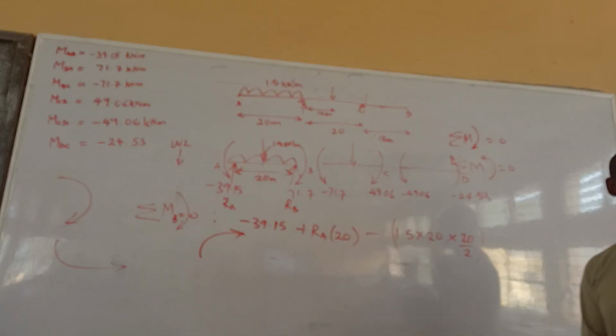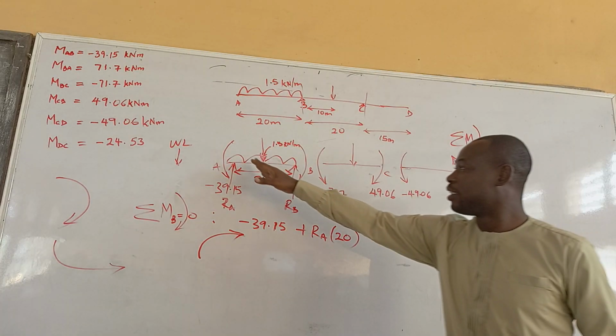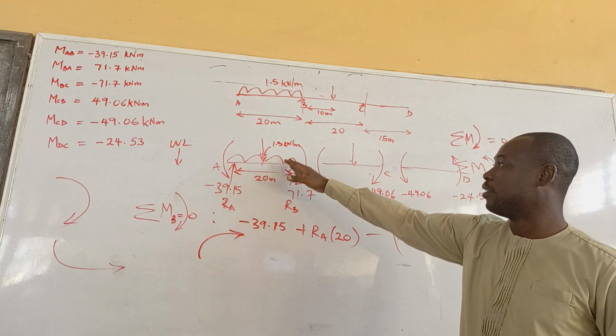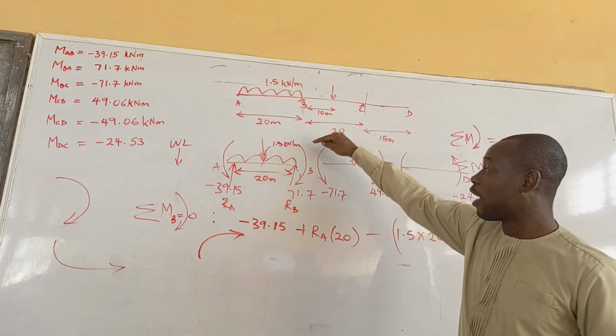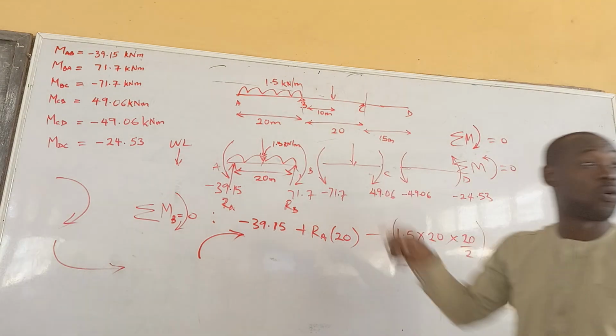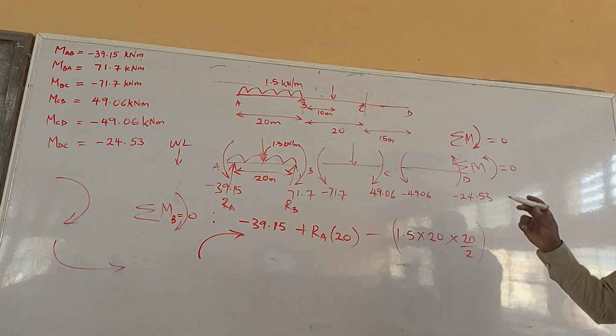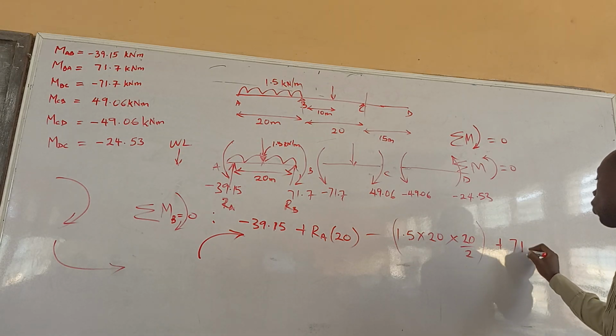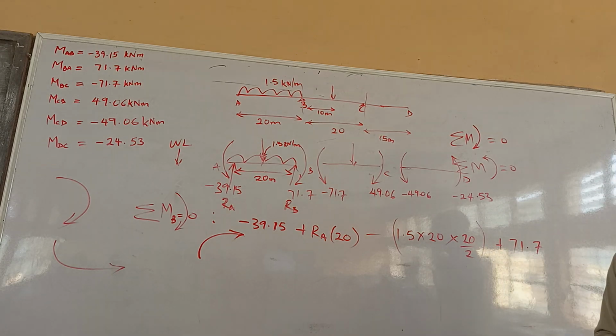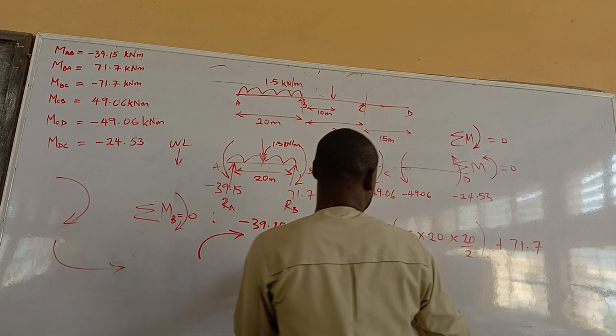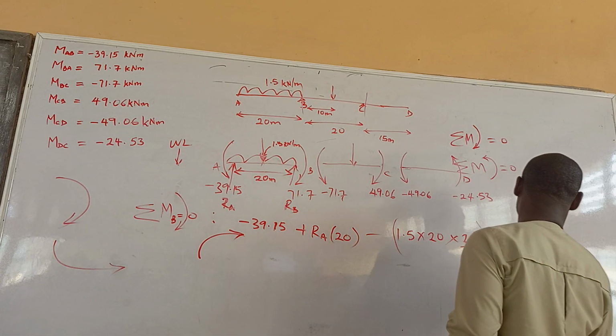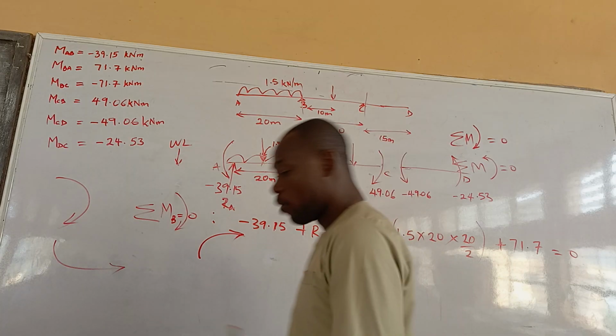Do you understand? Now, do you have any other shear force again? No. But we have a moment here. That moment, we have to add that moment. That moment is plus 71.7, right? Now, all these things, we said it is equal to 0. So from this, what are we going to do?